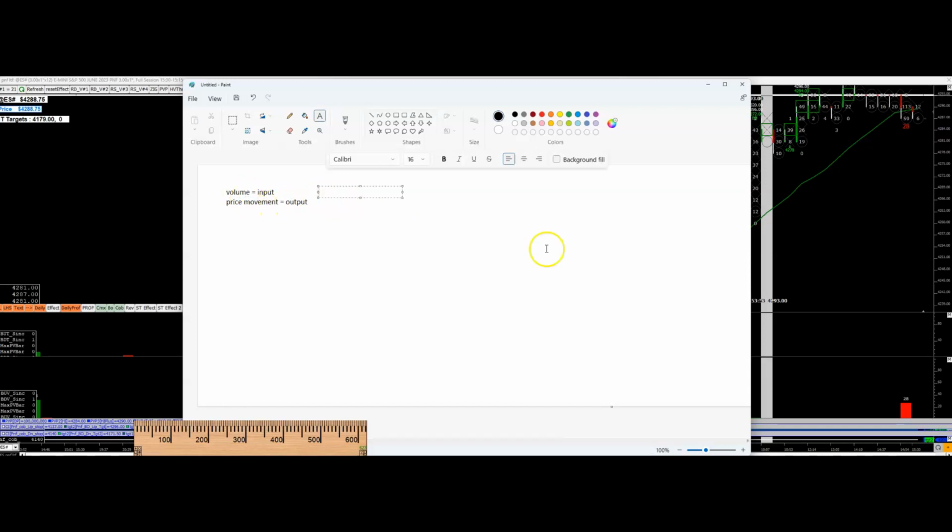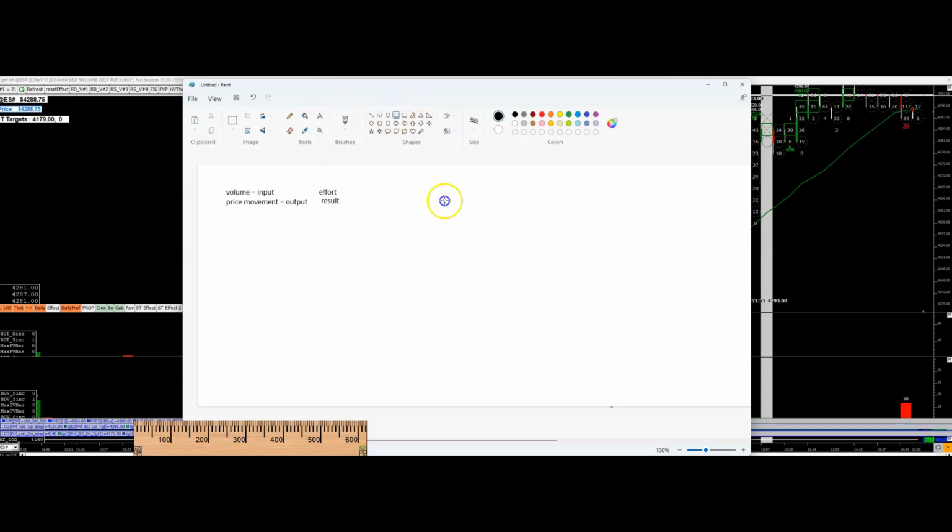This is why they call it effort. Effort is the input, and result is the price output. All right, so you all know about effort and result, or effort and reward, whatever. Volume is input, price movement is output. That is the foundation. Now there are two key behaviors.